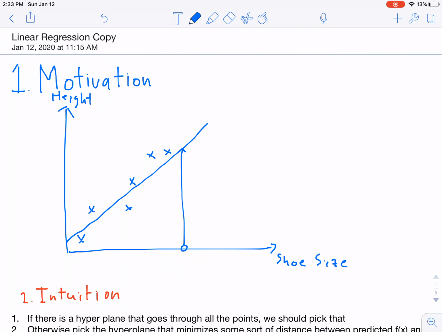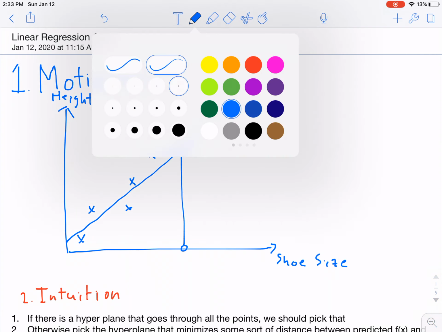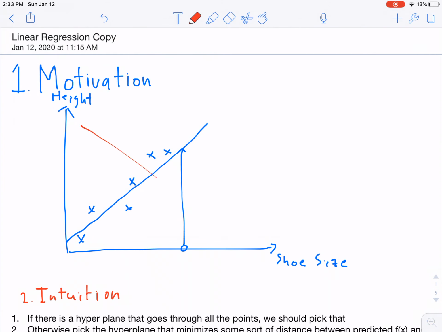So the big question is, how do we solve this problem? So let's turn to intuition. The first issue we might have is if I draw another line like this, it's obvious this is worse than the initial line. But if I draw another line like this, it's unclear whether the red or the blue line is better. So we need to establish some sort of criteria about how we're going to pick our best line.